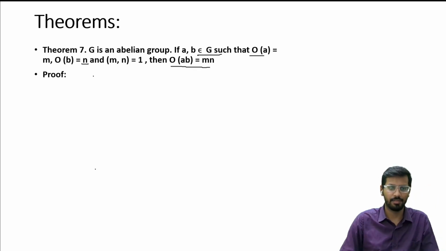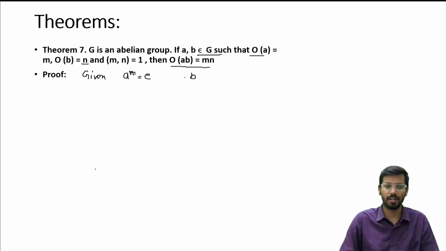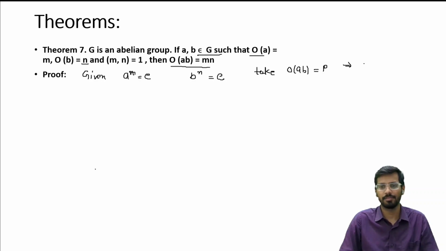Okay, so given that a raised to power m is the identity element and b raised to power n is also equal to the identity element, and take the order of ab equal to p. That means (ab) raised to power p is equal to the identity element, where p is the least positive integer.